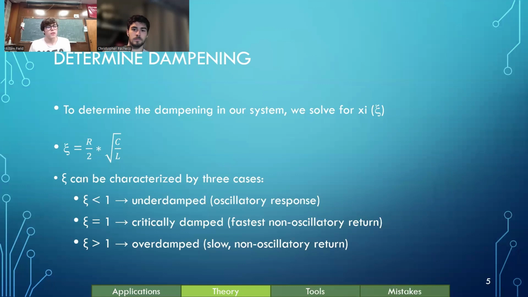So with these three types of systems that I just talked about, we need to characterize the damping. We do that through a damping parameter called xi. This xi is given by the equation on the screen and is proportional to the resistance and capacitance and inversely proportional to the inductance. It also characterizes the three types of systems. When xi is less than one, it's underdamped. When it's equal to one, it's critically damped. And when it's greater than one, it's overdamped. We're going to get into what those three mean now.